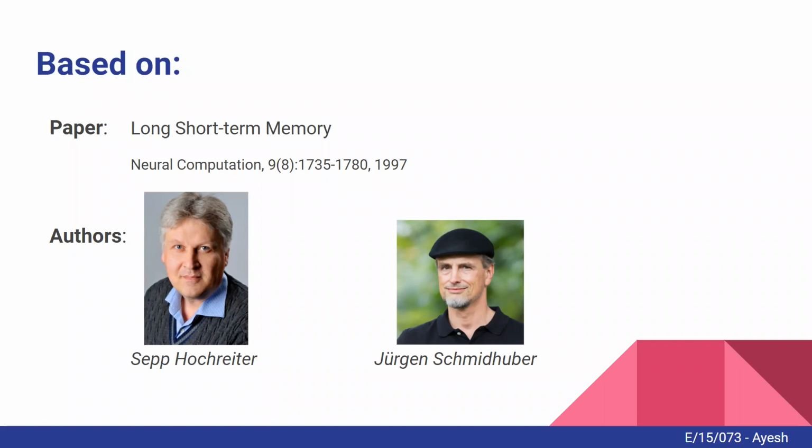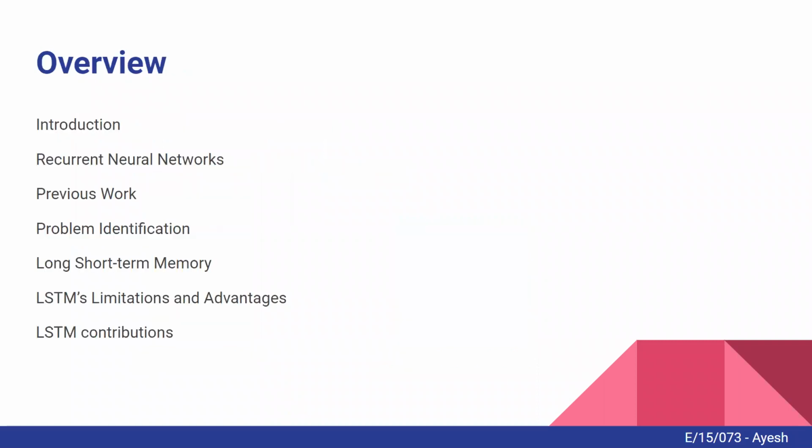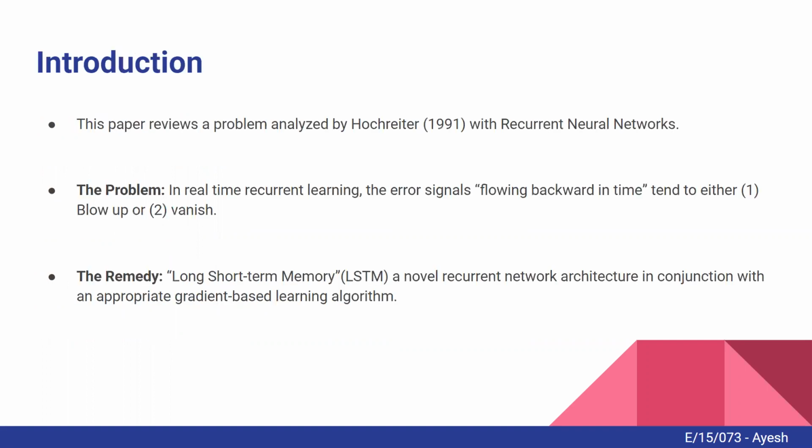So let's go with our flow today. We'll first go through the introductory session, and then we will give a brief introduction about recurrent neural networks, and then previous works, and then we'll explain the identification of our problem, and then long short-term memory and LSTM's limitations and advantages, and finally we will explain the contributions which LSTM has made. So first, let's go through the introductory session of this paper.